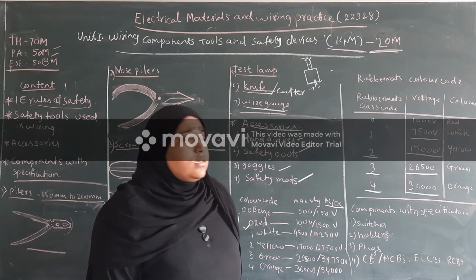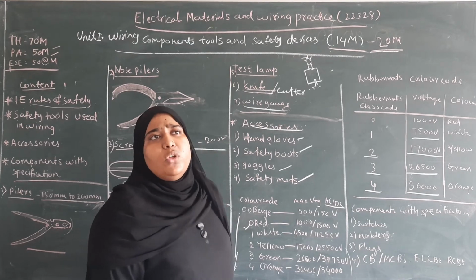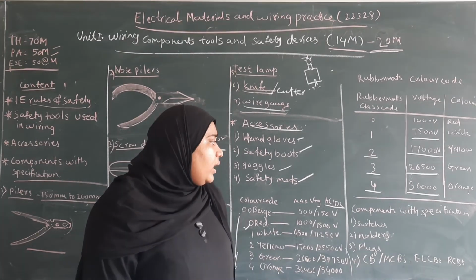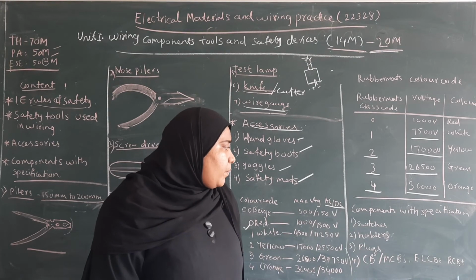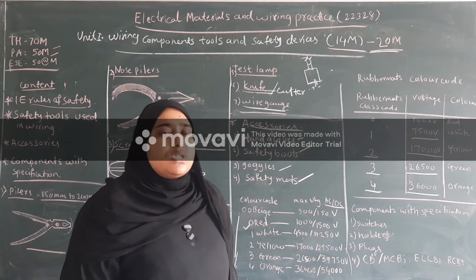Next, switches. Different switches are used for turning the circuit on and off. We use the switch to break and make the circuit. Next one is the holder. Plugs are used from the connectivity point of view. We have to use the plugs.